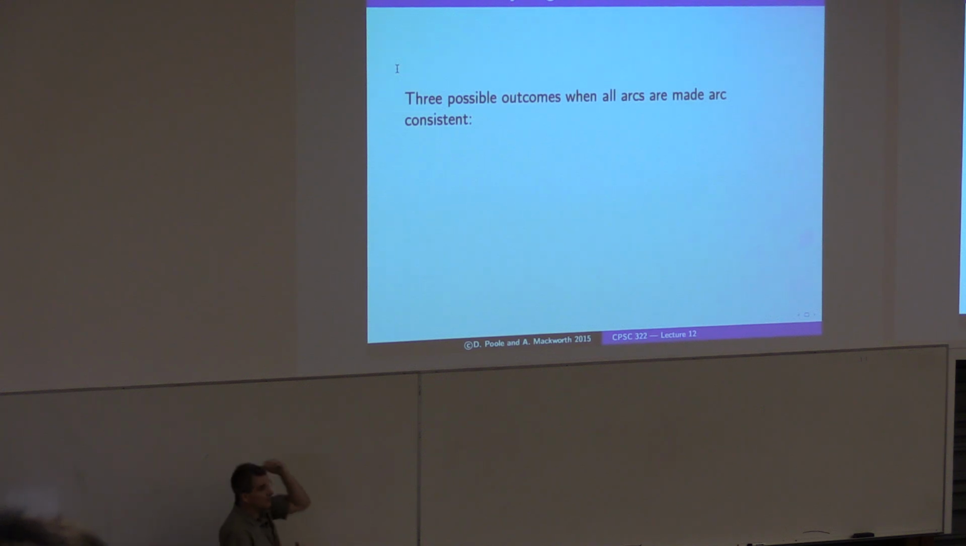So now what we're going to do. Remember what we did before is we ended up clicking on all those arcs until we ended up being arc consistent, and there was nothing else we could do. So there are 3 outcomes with all that can be arc consistent. So what can happen?